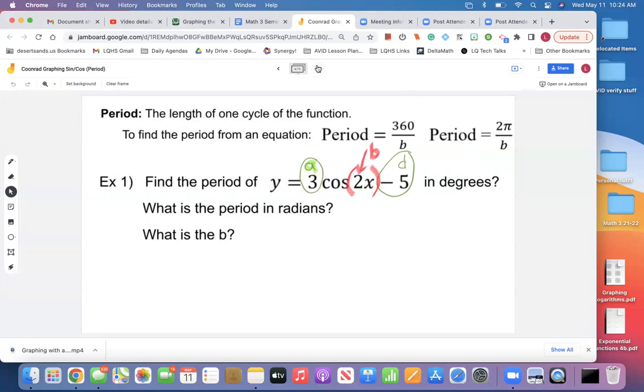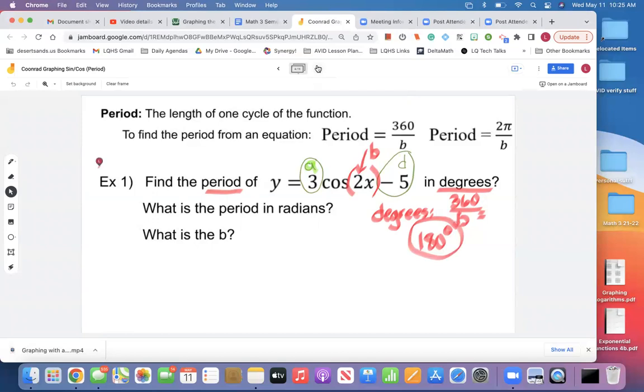So in order to find the period in degrees, we take the 360, that is the normal period, and we divide it by the B, and we go, oh, so now we know that the period of this graph in degrees is 180 degrees. That means it's slinkied shorter. It's going to go cosine: max, 0, min, 0, max in 180 degrees instead of the 360. That's what that means. All right.